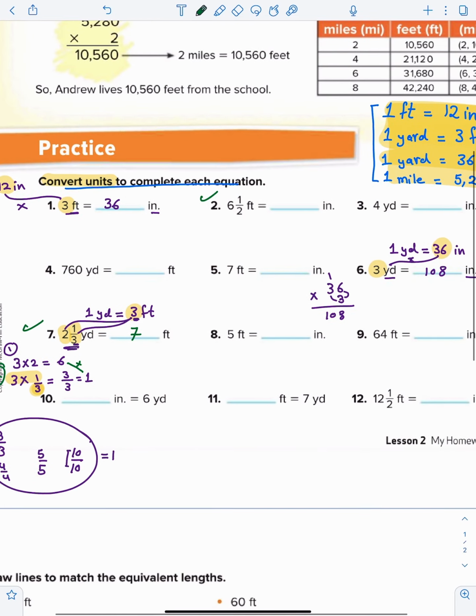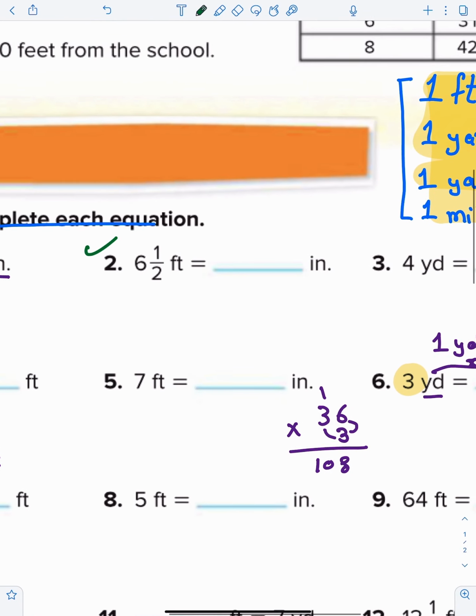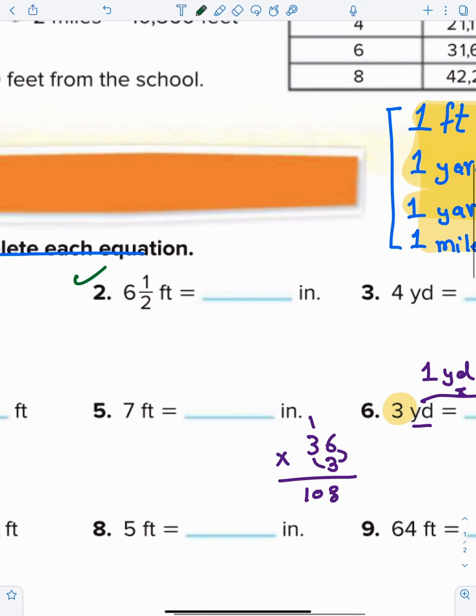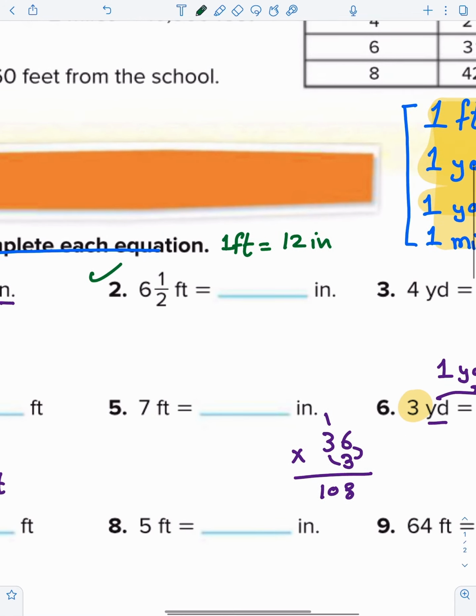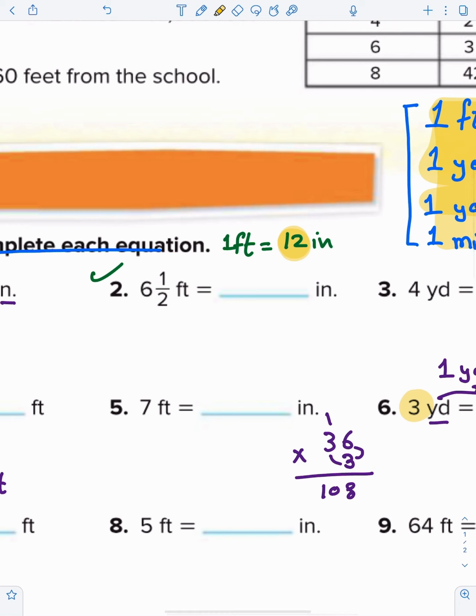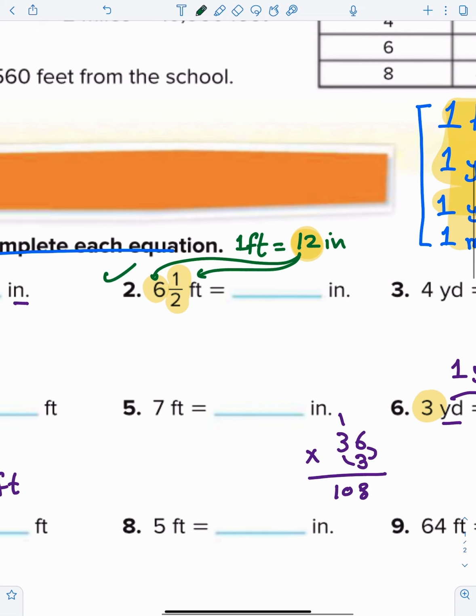Okay? Let me also do that one. Here also I have 2 steps. So feet and inches. I know that you should always start by remembering the conversion factor. I know that 1 foot is equal to 12 inches. So I must multiply by 12. Multiply who? Each one of those. You need to multiply the 6 and you need to multiply the half. Okay? Let's start with the whole number.